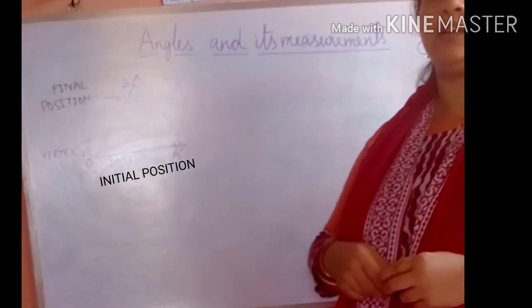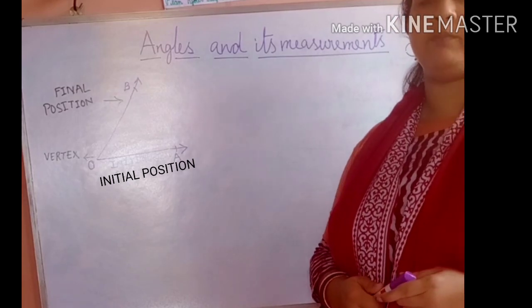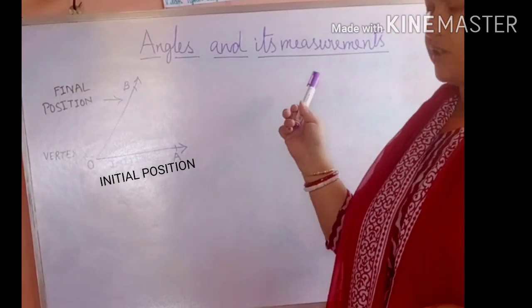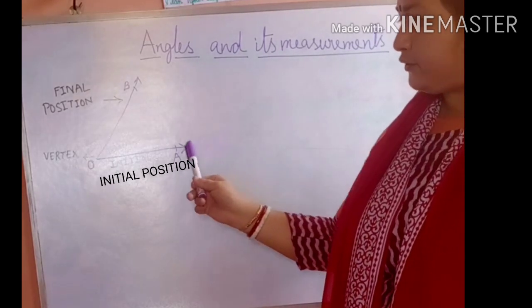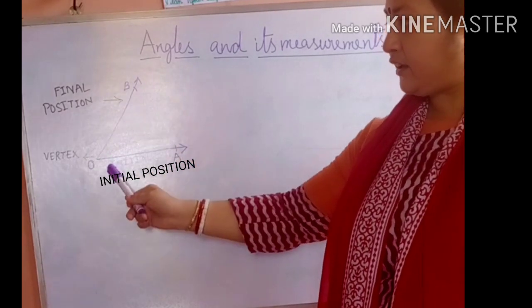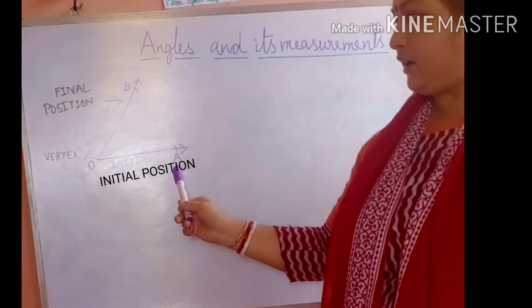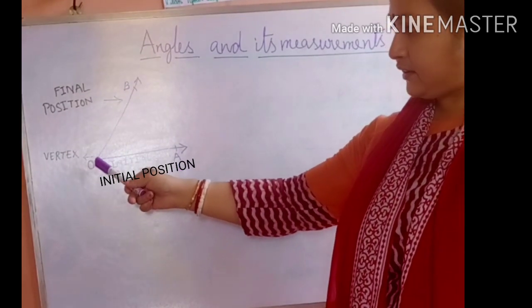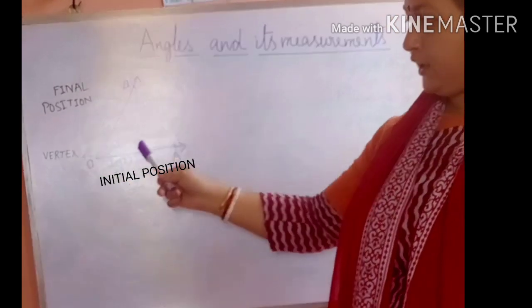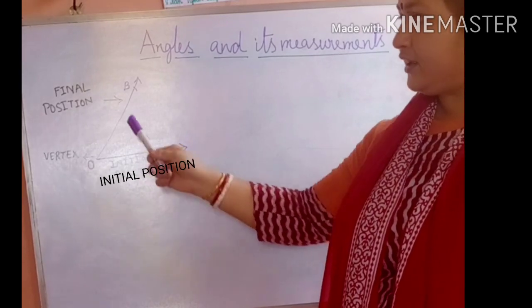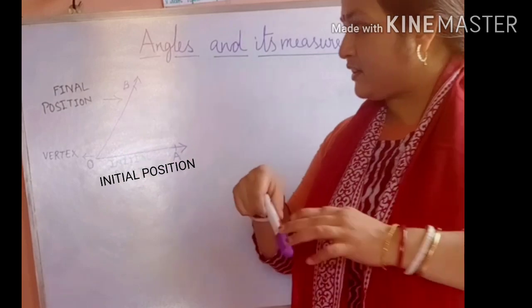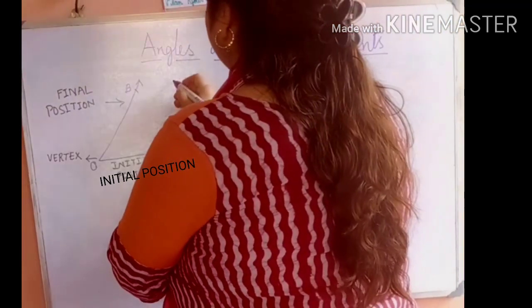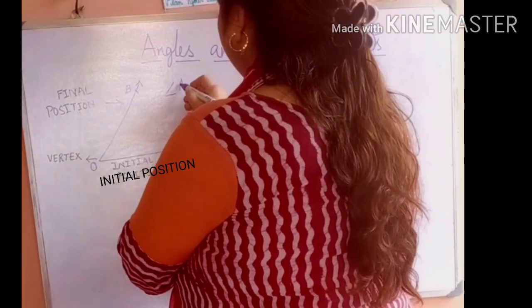Good morning, class. Before starting the next topic in angle and its measurement, let's first revise what an angle is. The figure formed by two rays with a common vertex is called an angle. The horizontal line OA is the initial position, and OB is the final position. This is represented by angle AOB.